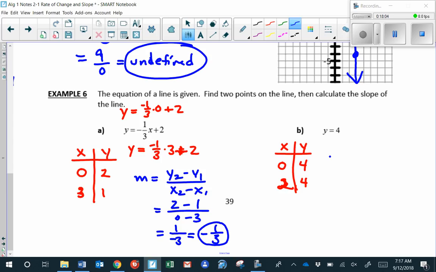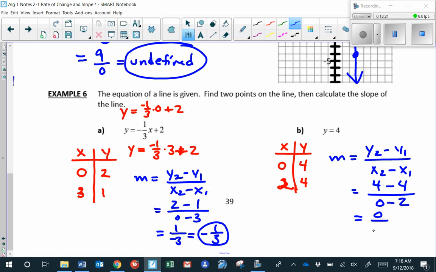So when we calculate our slope, m is equal to y2 minus y1 over x2 minus x1, which is 4 minus 4 over 0 minus 2. 4 minus 4 is 0. 0 minus 2 is negative 2. 0 divided by any number that's not 0 is 0. So our slope is 0.